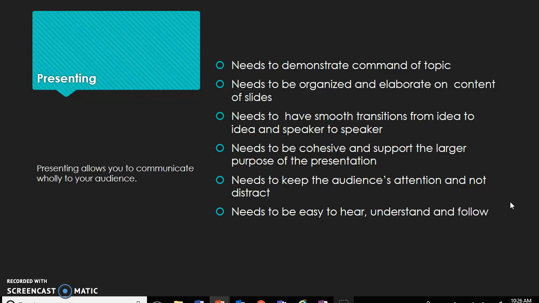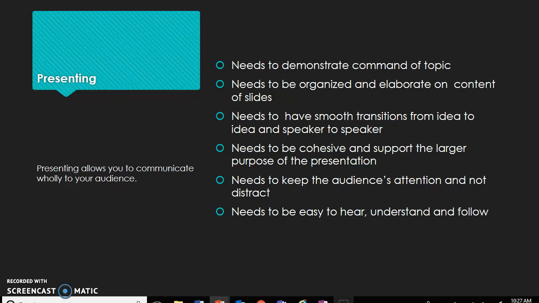So presenting, when you're presenting, your presenting allows you to communicate wholly to your audience. And what do I mean by that? Well, people understand visually and they also understand orally. So you're communicating using multiple methods. So instead of people having to read your paper, they're getting everything from you, from your body language, from your tone, so you can emphasize. You're communicating wholly to the audience what it is you're trying to argue, okay?